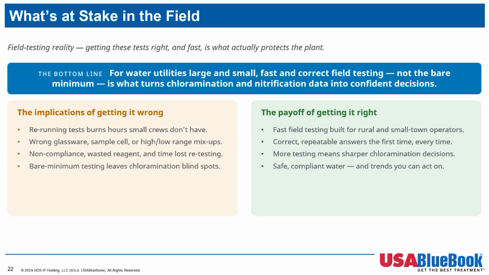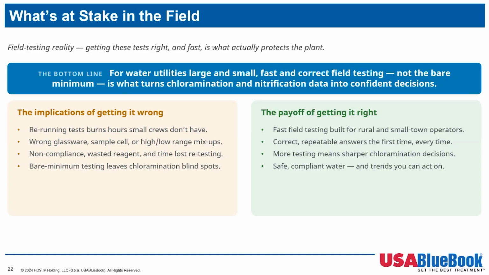Get one thing wrong and you're repeating tests, driving back out. That's what the left side is shown here. Hours that none of us have, and blind spots that come from testing the bare minimum because the full panel takes too long. And the right side is what it looks like when the testing is quick and repeatable.